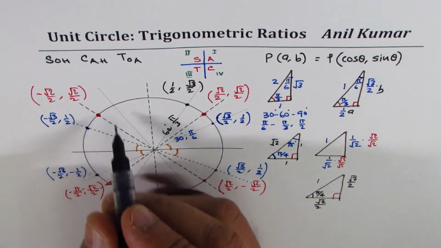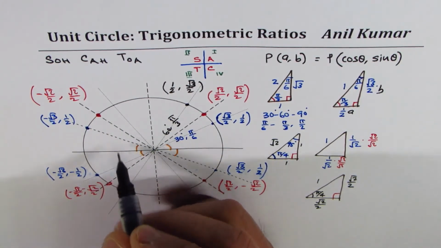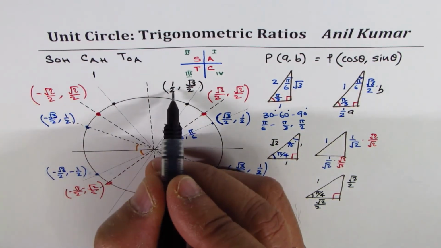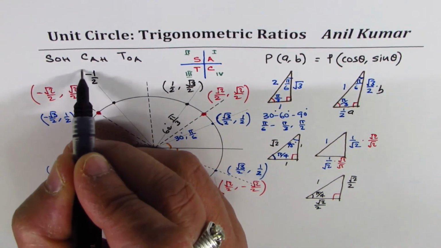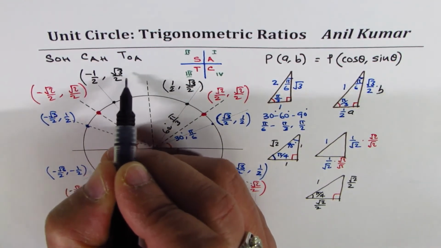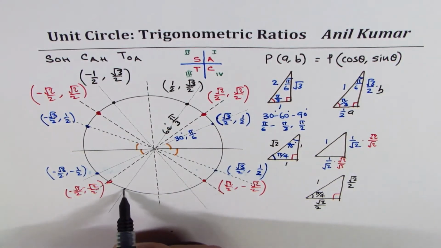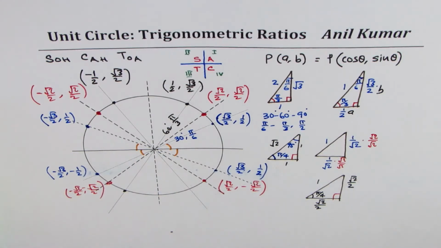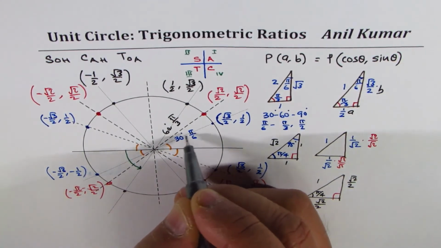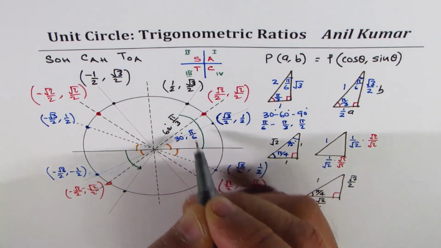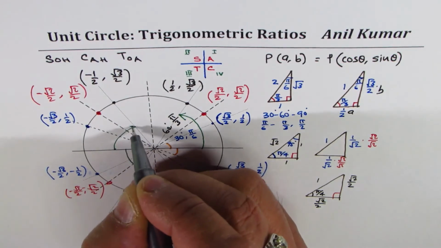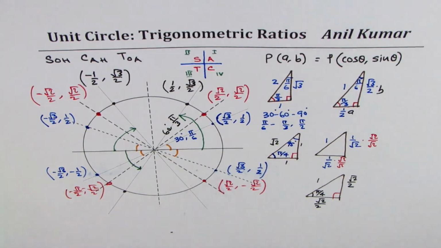Now, in other quadrants, the acute angle is this one, correct? 60 degrees. So these points will be, again, half will be negative now. The cosine value is negative here, but sine value is positive. When we say 60 degrees, we are talking about pi by 6 acute angle. Do you see that? We are talking about this angle, this related acute angle alpha 60 degrees.